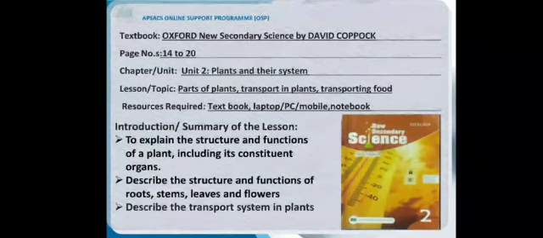Summary of the lesson. To explain the structure and functions of a plant, including its constituent organs, describe the structure and functions of roots, stems, leaves, and flowers. Describe the transport system in plants.